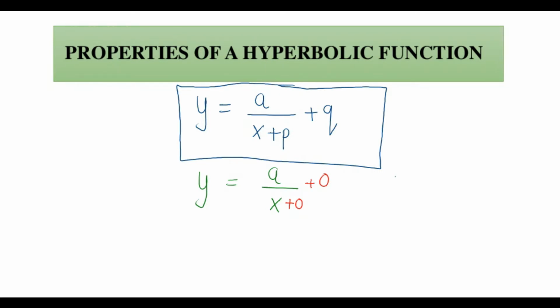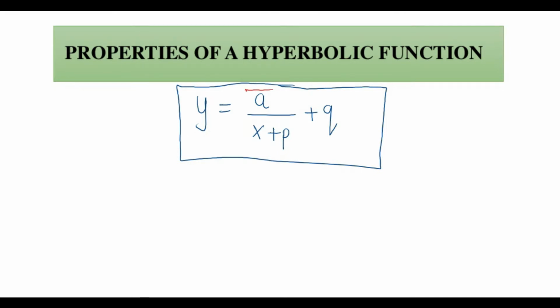Even when they give it in the form y equals a over x, you need to remember that there is a plus 0 there and there's a plus 0 there. And that plus 0 is our p and that plus 0 is our q. So a hyperbolic function is always given in that form. Let's discuss what all these variables mean.